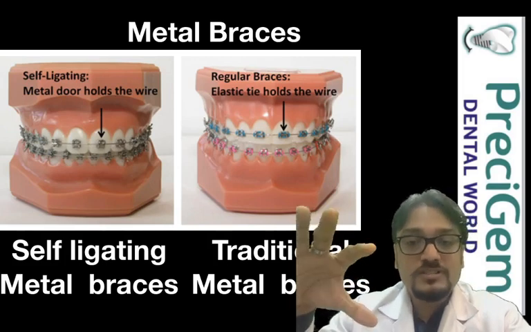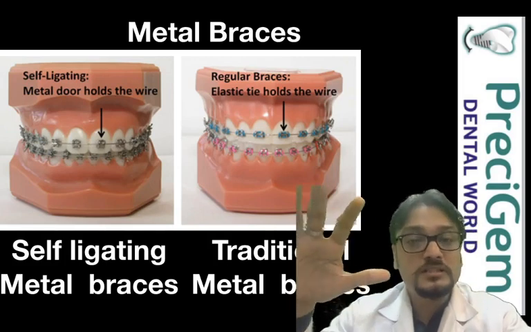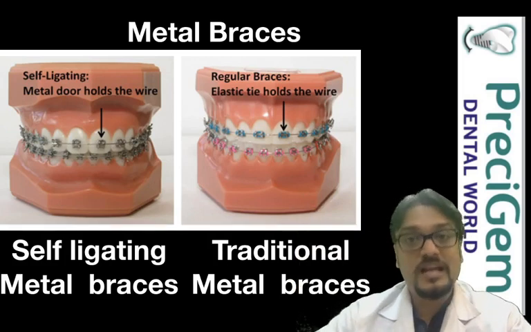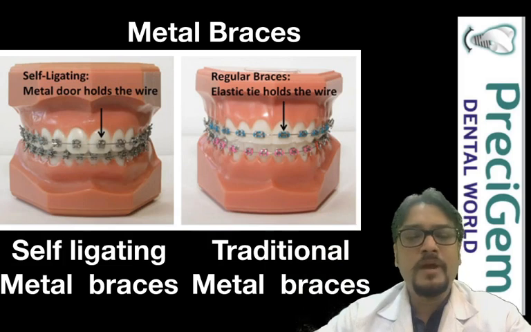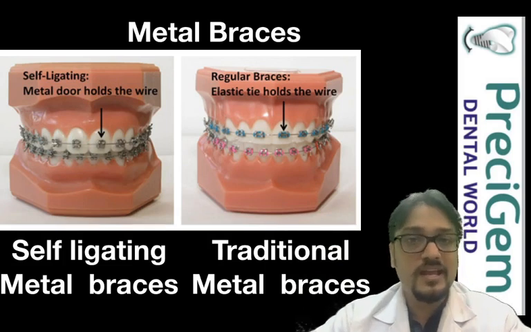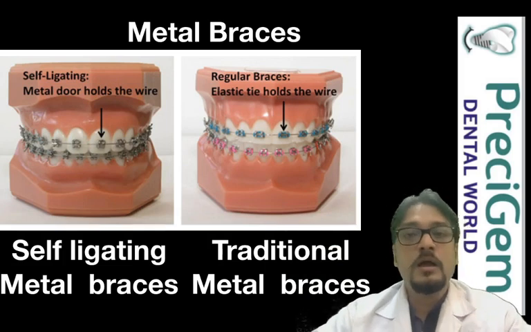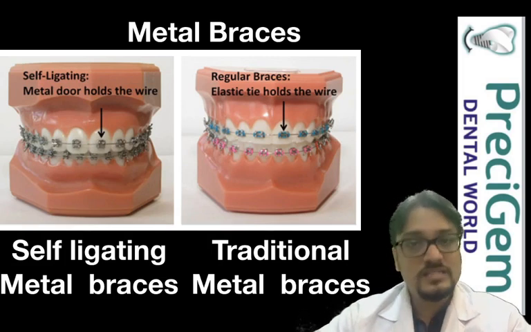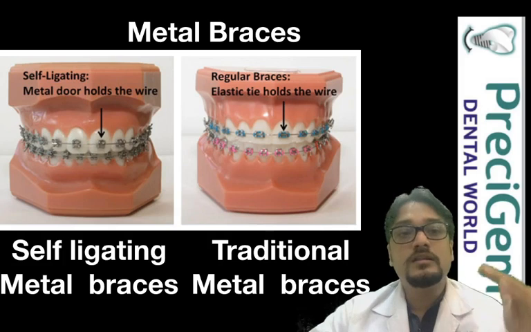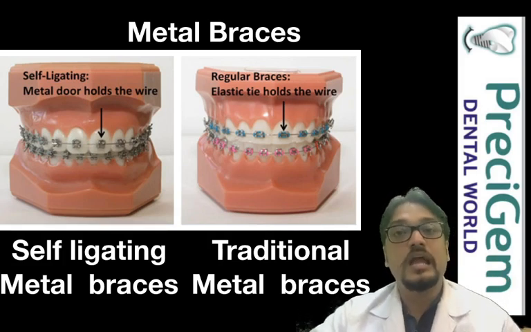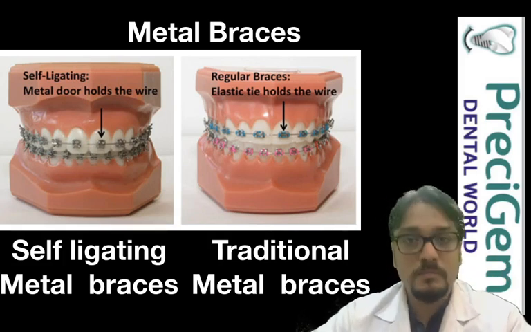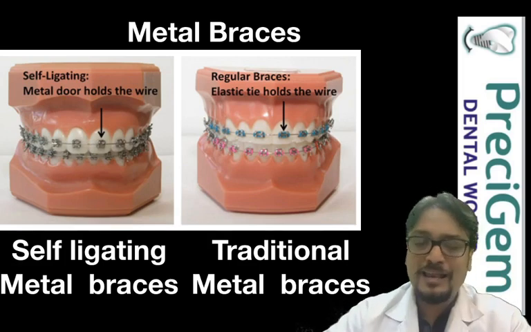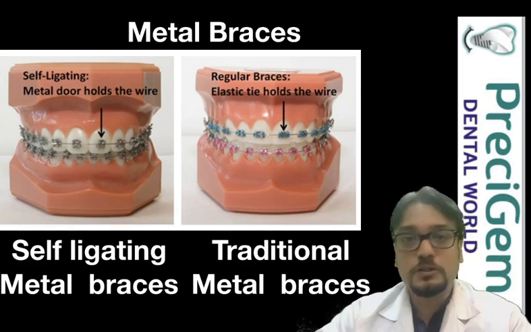So the force acting on traditional braces is much more, and the discomfort is slightly more. That's why many times patients prefer self-ligating braces, and it is much faster. But if you compare the treatment result at the end, it is going to be the same for both. In the same way, the self-ligating braces are slightly more expensive than the traditional metal braces.